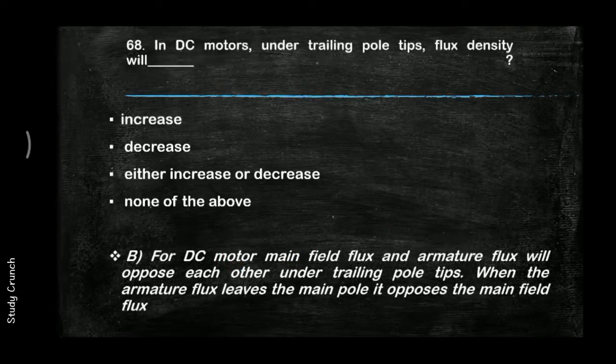Next, in DC motor under the trailing pole tips, the flux density will. So the answer is it will decrease. We know that for the DC motor, main field flux and the armature flux will oppose each other under trailing pole tips. When armature flux leaves the main pole, it opposes the main field flux.